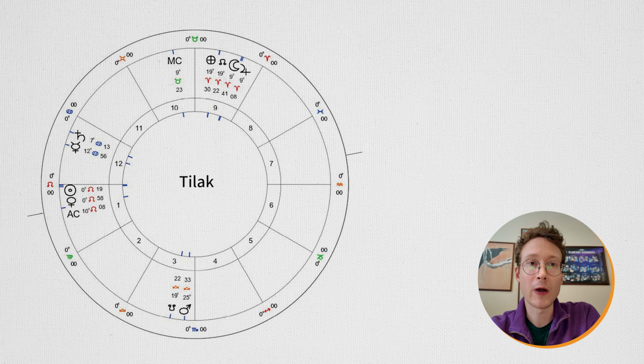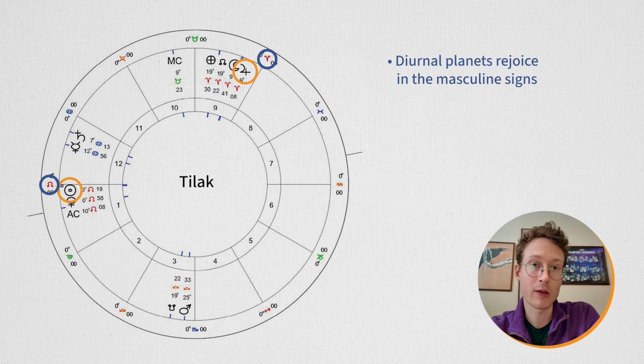In Tilak's chart, you can see right away that the Sun and Jupiter are in the masculine fire signs of Leo and Aries, which means they rejoice by sign. However, Saturn and morning phase Mercury are in the feminine sign of Pisces, so they do not rejoice by sign. None of the nocturnal planets rejoice by sign, as they're all located in masculine signs. You see Mars in Libra at the bottom of the chart, and then you have Venus in Leo and the Moon in Aries.